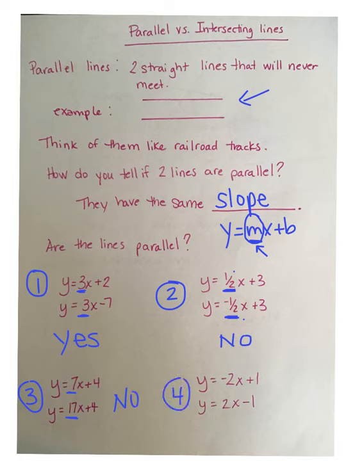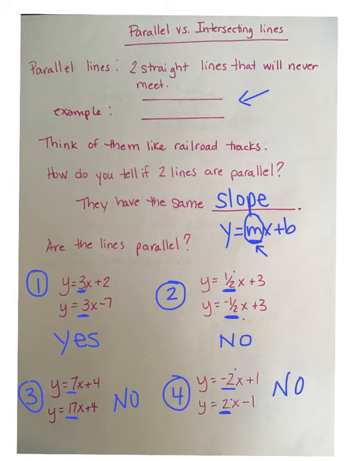Number 4. Look at the number right before the x, the slope number. This is a negative 2. The bottom one is a positive 2. So those are not parallel. So the answer is no, because they are not the same number. It's as simple as that.